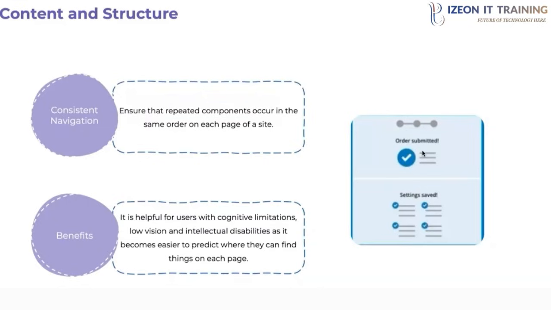It's not like if you pay a bill, it will show you something else, or if you send money to someone, it will show something else. No, right? So usually use consistency between your design elements as well, and even the same order you should use. It is helpful for users with cognitive limitation, low vision, and intellectual disabilities as it becomes easier to predict where they can find things on each page.